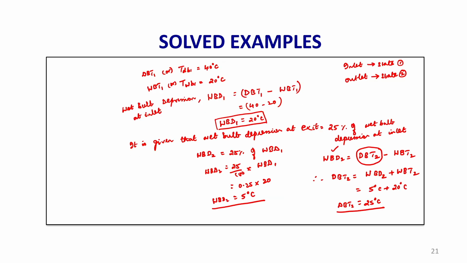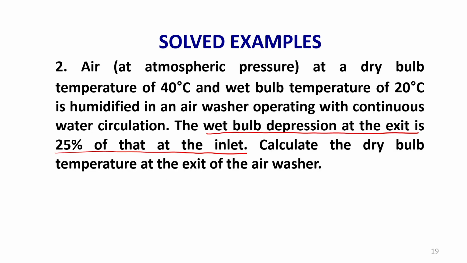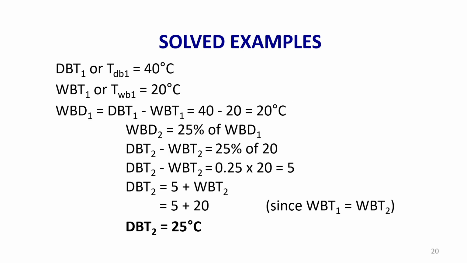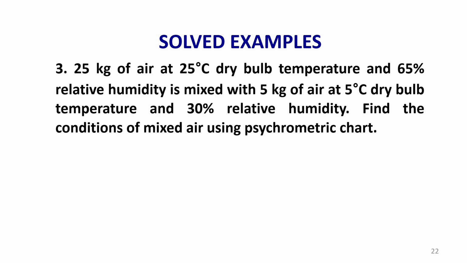Okay. So, WBT1 is equal to WBT2 for a process in an air washer. The wet bulb temperature remains the same, not the specific humidity, the wet bulb temperature remains the same. So, this is for an air washer. The wet bulb temperature of the air at the inlet and the outlet remains the same. Now, let us move to the third question.